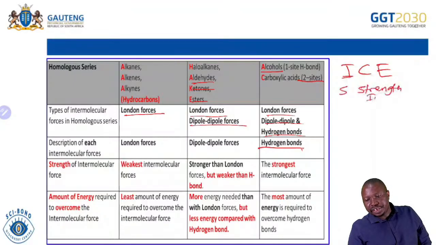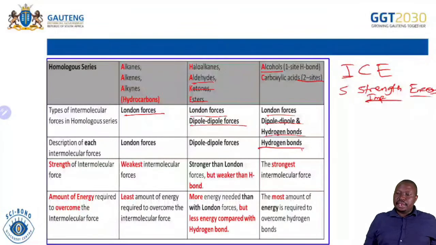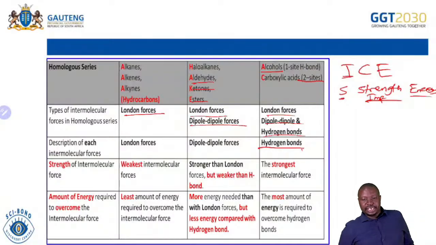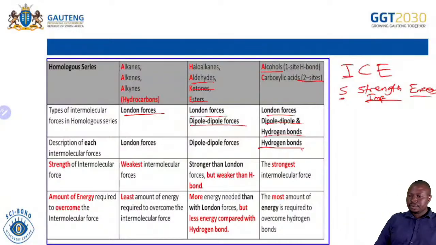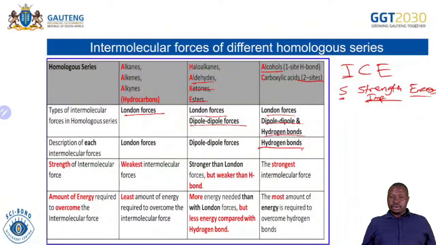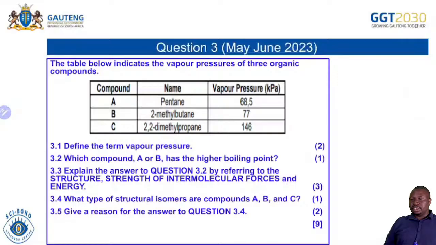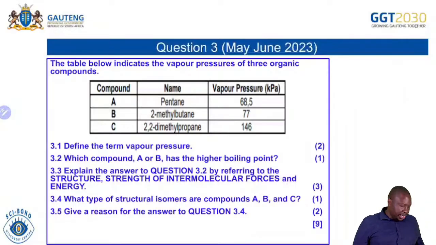And then the E is for the energy. So we compare strength and energy. We look at the structure to say what is different between these structures. And then after that, we say what is the strength of intermolecular force, and how much energy will be required to overcome that intermolecular force. Now, without wasting any time, let's do the activity, question 3 from the same paper of May-June 2023.